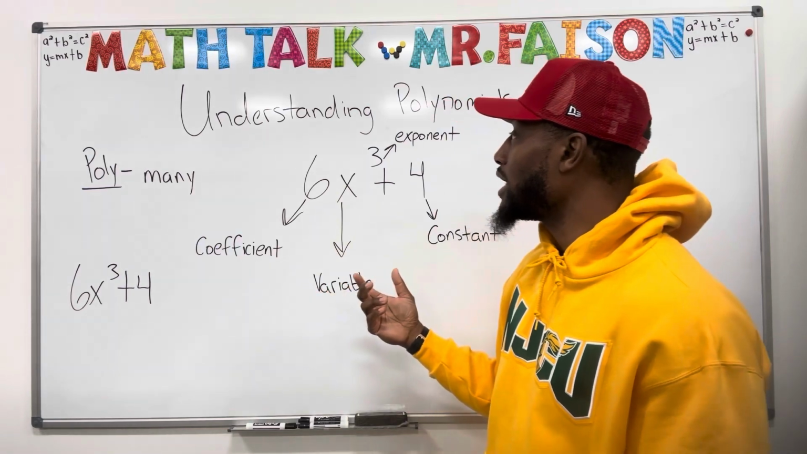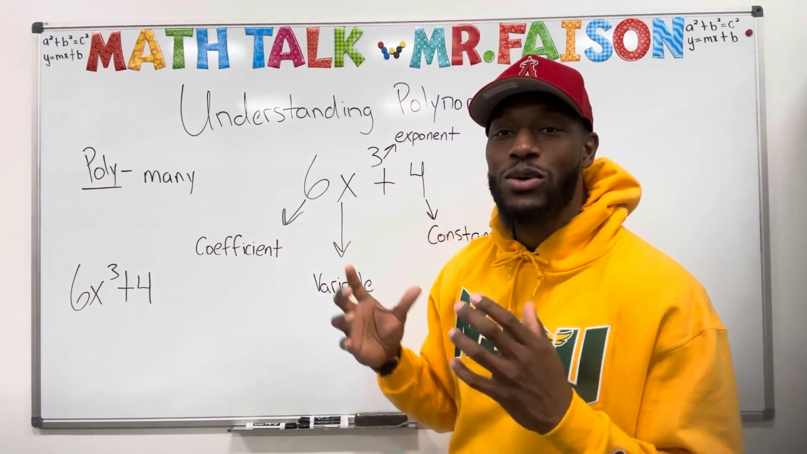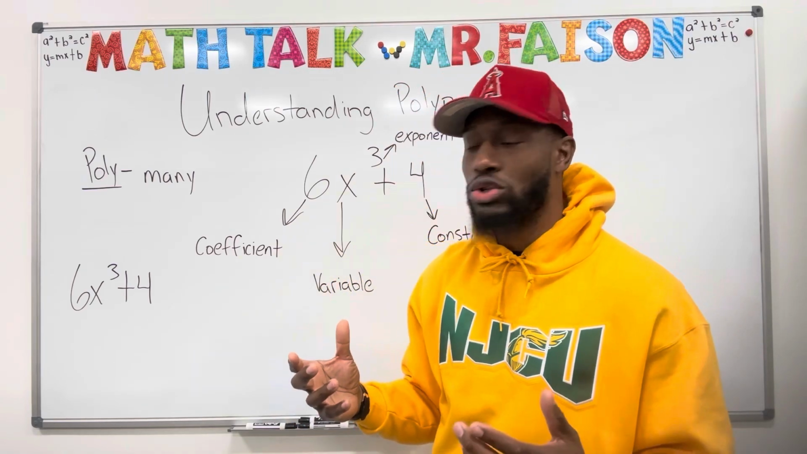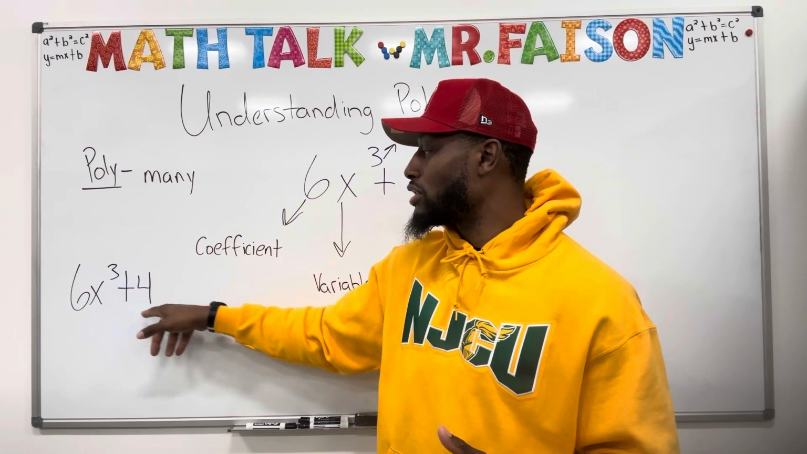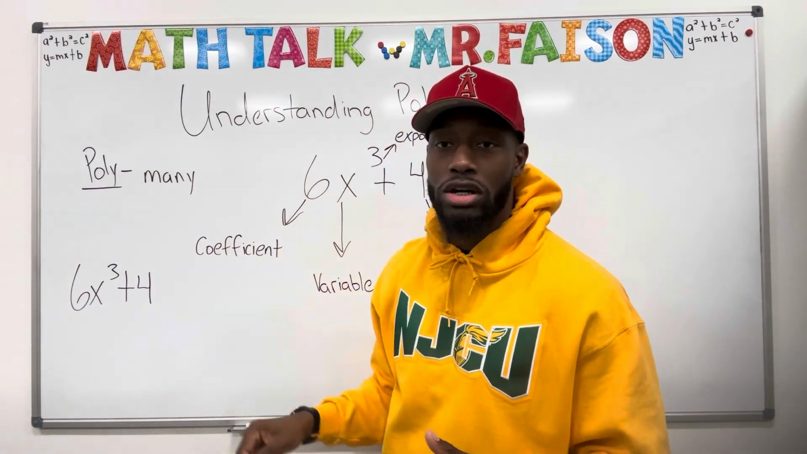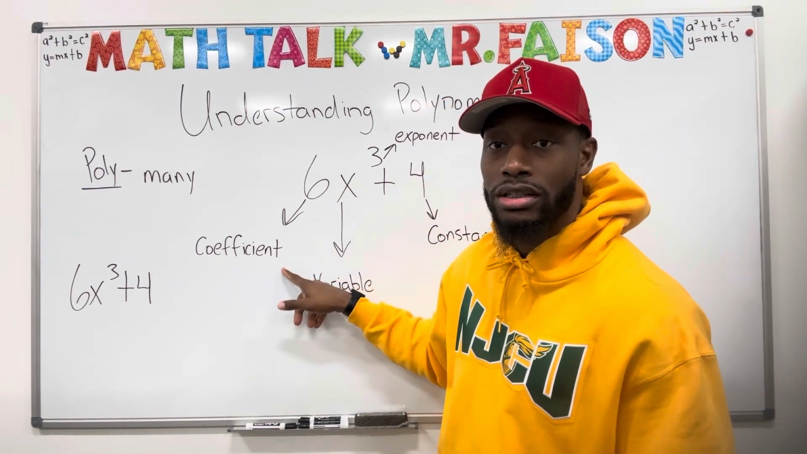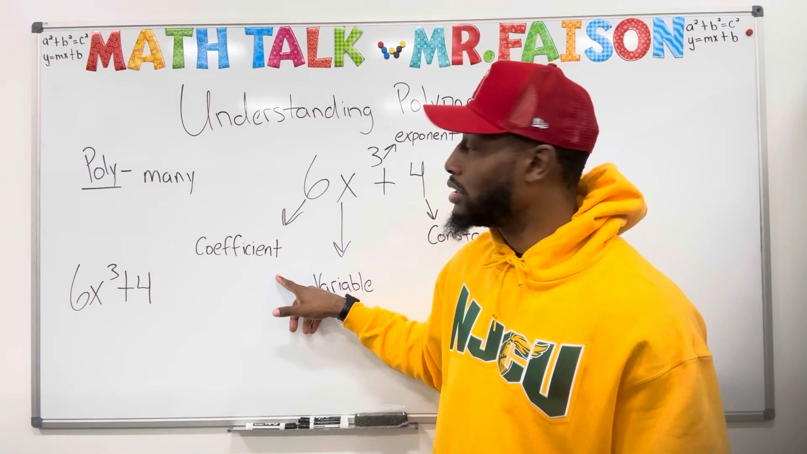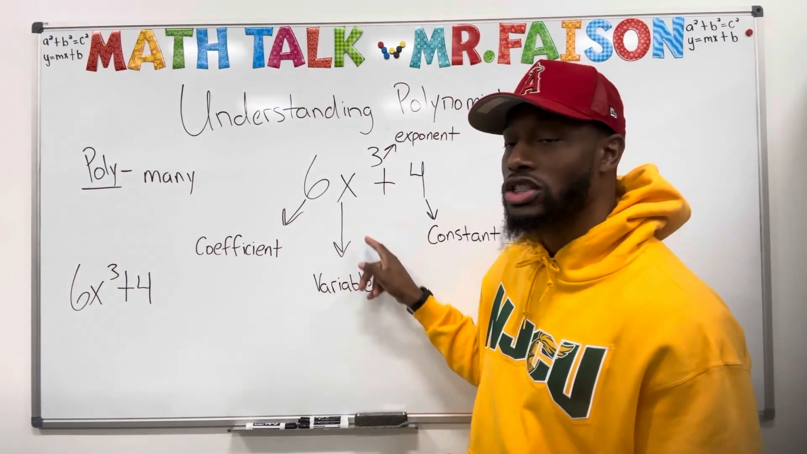When I'm breaking down a polynomial, you might see something like this: 6x to the third plus 4. But I want to break down what each one of these things is. First off, this 6 in the front is called a coefficient. Now we get to this x. When you see the x right here, it's called the variable.